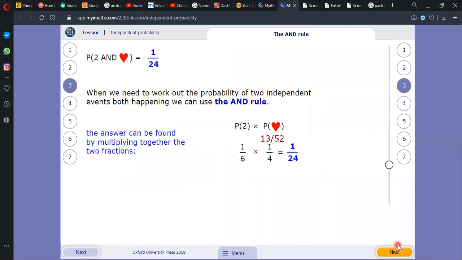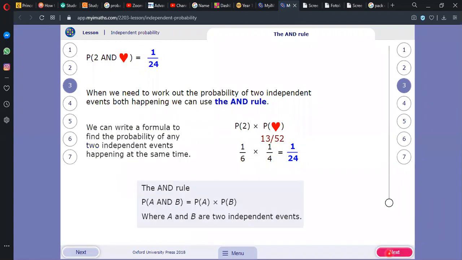Now, the answer can be found. That means the answer of the probability of 2 and heart can be found by simply multiplying together the two fractions: 1 over 6 times 1 over 4 to give you 1 over 24. You can say that that's exactly the same answer as what we got over here.